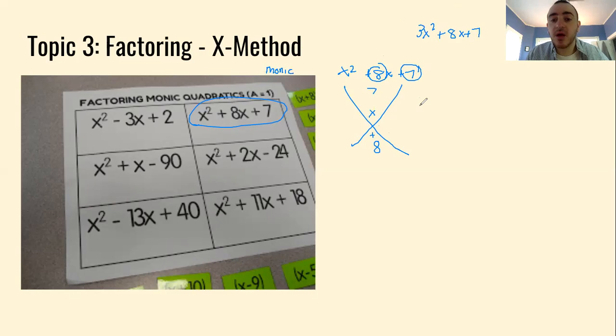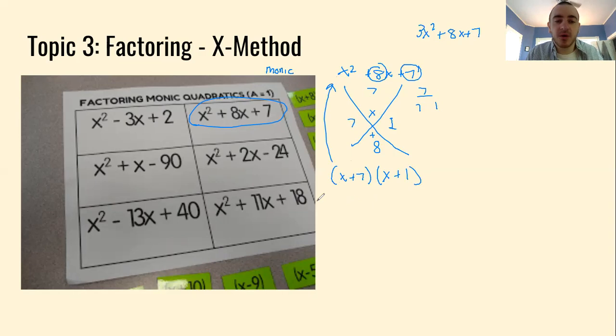When I think of the factors of 7, there's really only one pair, because 7 is a prime number. You can't divide it by 2, you can't divide it by 3. So 7 and 1 are the only options, and that works out nicely because 7 times 1 is 7, and 7 plus 1 is 8. When you're writing your answer, you write it in parentheses, so x plus 7 and x plus 1 is the same as the thing up here, which is great.